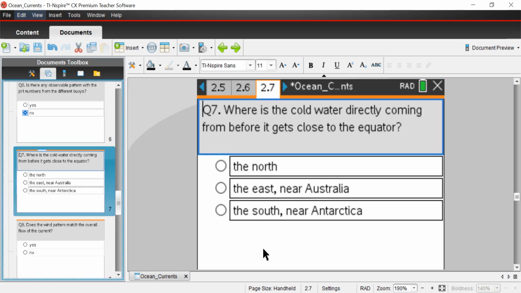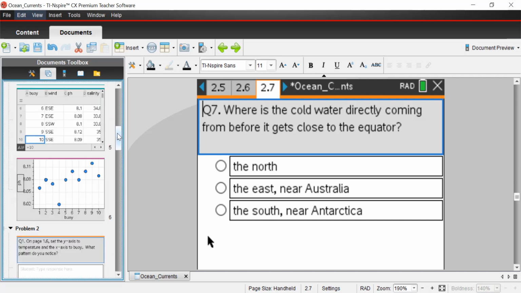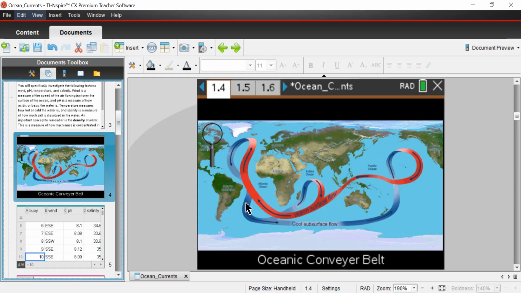Question 7, where is the cold water directly coming from before it gets close to the equator? Let's take a look. We have that nice image. All right, so the water's way down here, and one of the currents comes up near the coast of Africa. As it gets up toward the coast of Africa, it begins to warm back up.